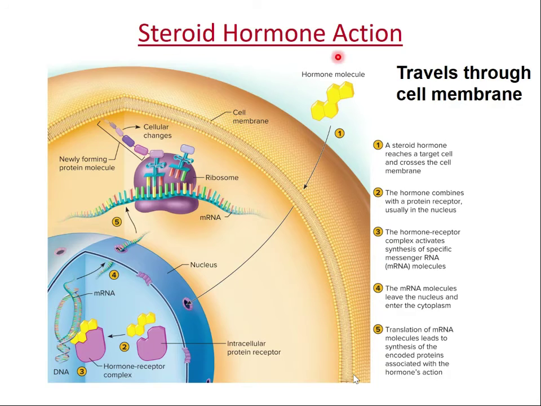So steroid hormone action. Steroid hormones, since they are lipid-based, cholesterol-based, are able to travel through a cell membrane. So they can travel through the cell membrane, go through to the nucleus, and affect the DNA and transcription, the process of protein synthesis. They can affect this directly by going through the cell membrane. Students do not need to know the steps of this, but remember that steroid hormones can go through the cell membrane and carry out their function.